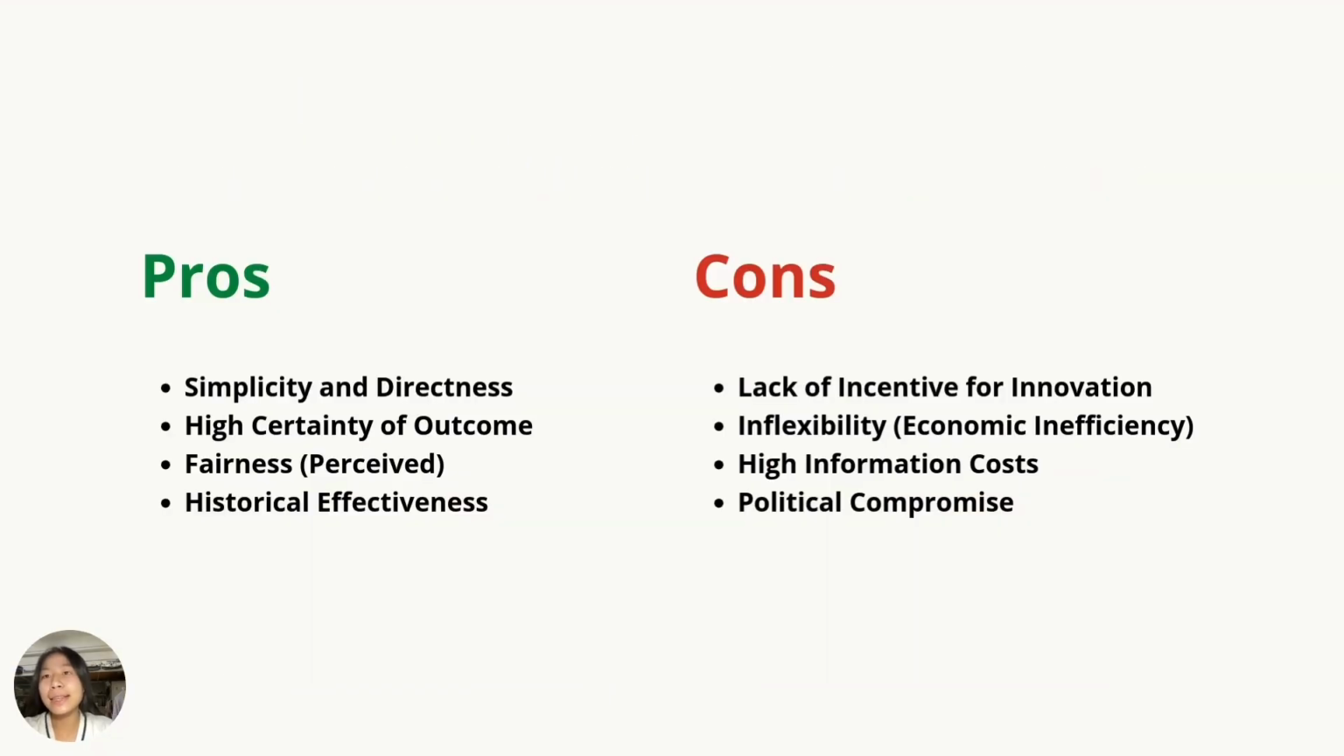So let us look at the pros and the cons. One of the advantages includes simplicity and directness. We know that command and control imposes a strict law. The company either complies or they don't. So it's very straightforward. The other is the high certainty of outcome, because with command and control, they can impose specific emission limits or technology. This allows them to have a higher assurance of whether a specific environmental goal is met or not.